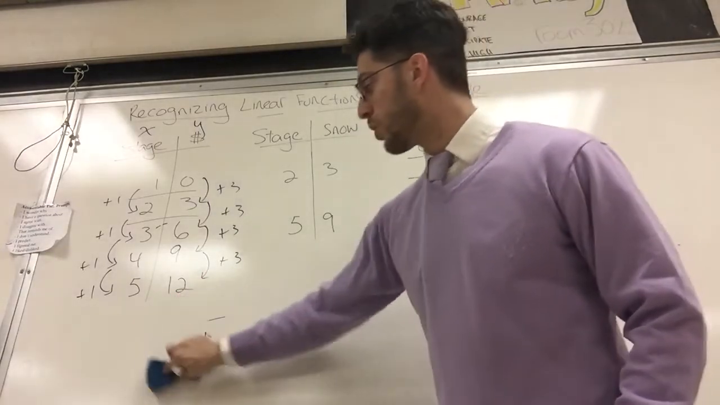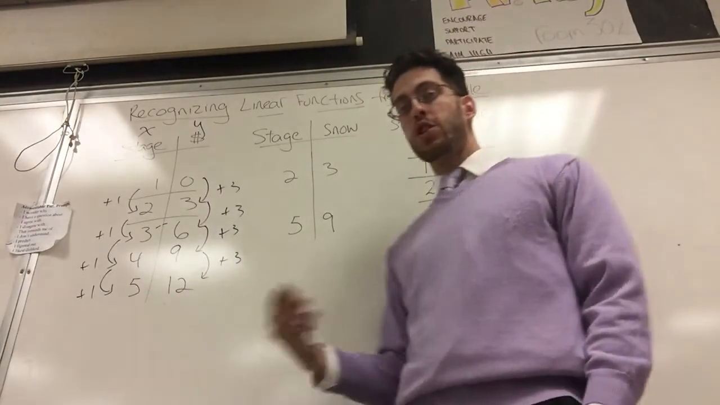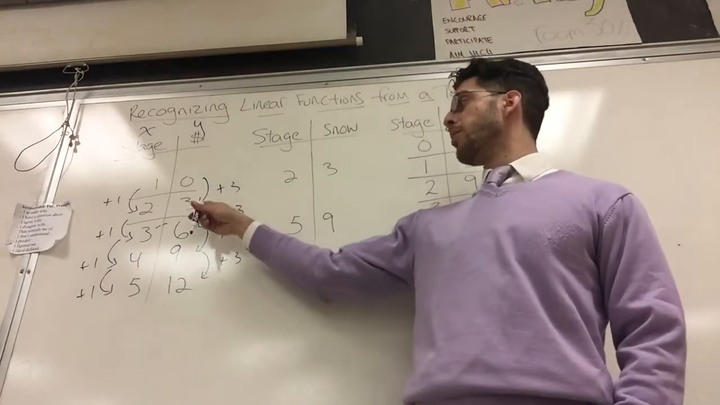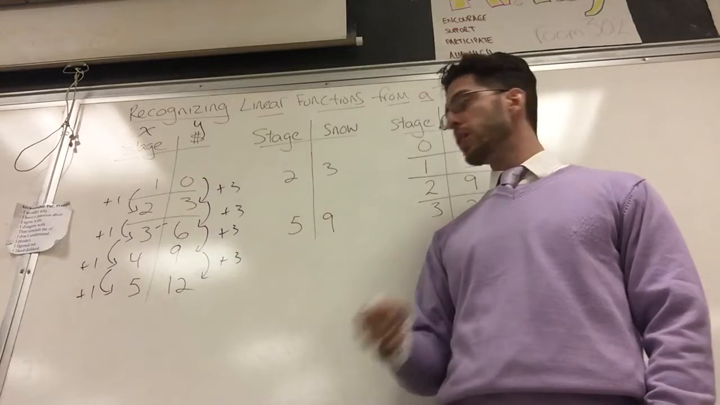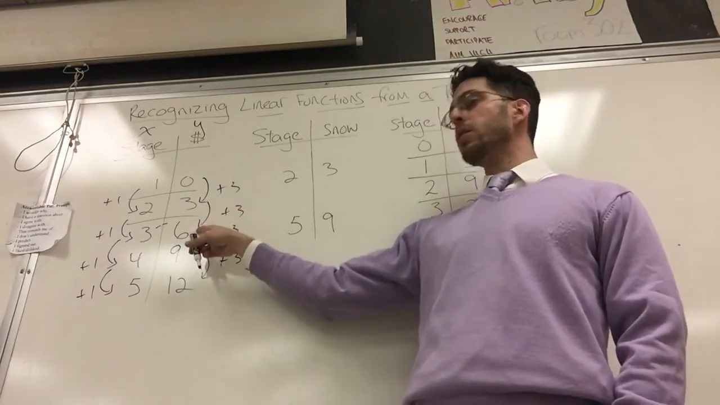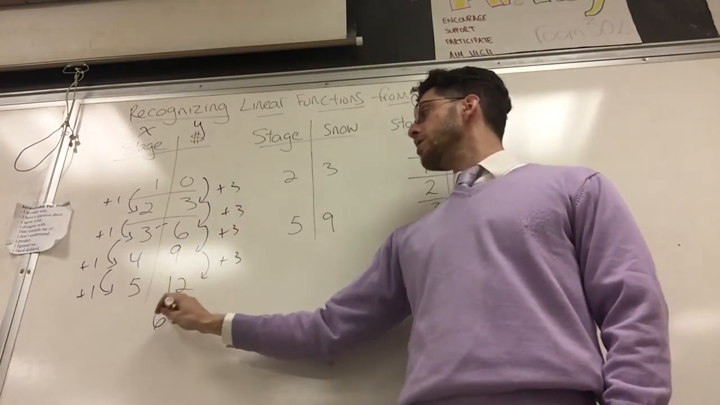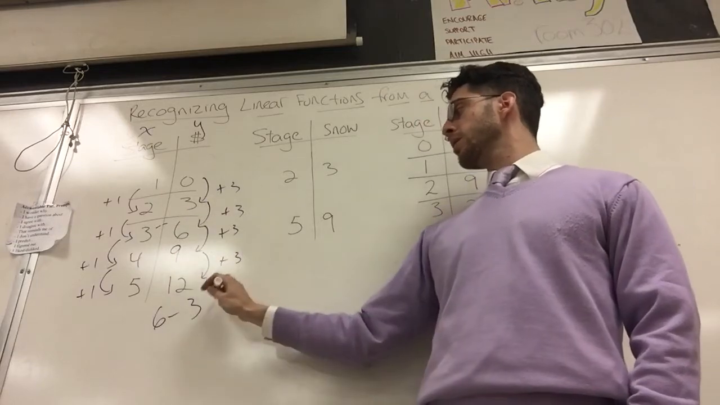You want to figure out, how is the y column changing? How did I get from 3 to 6? And I know it's obvious to you, I added 3. But to prove it mathematically, how do you get from here to here? You subtract. 6 minus 3 is 3.